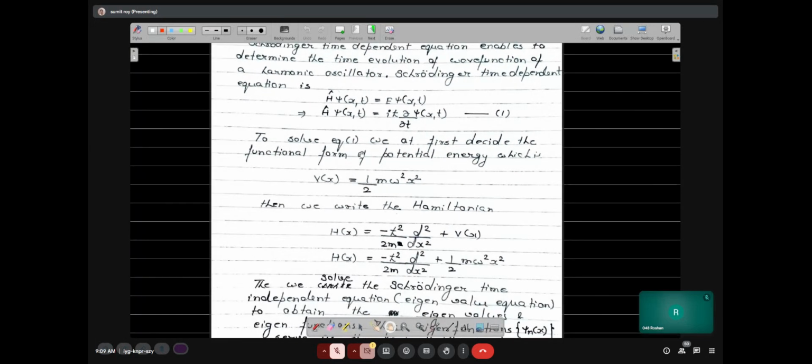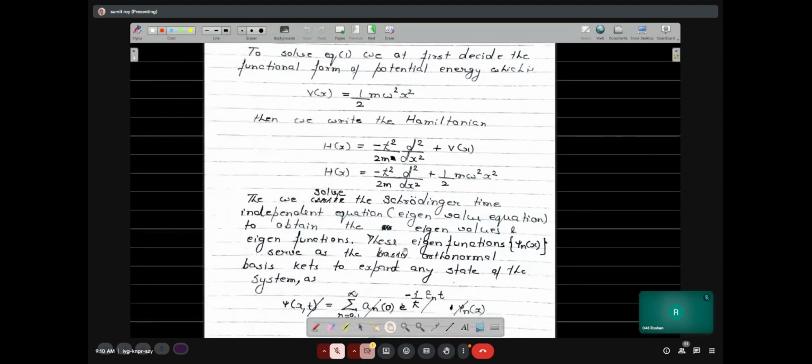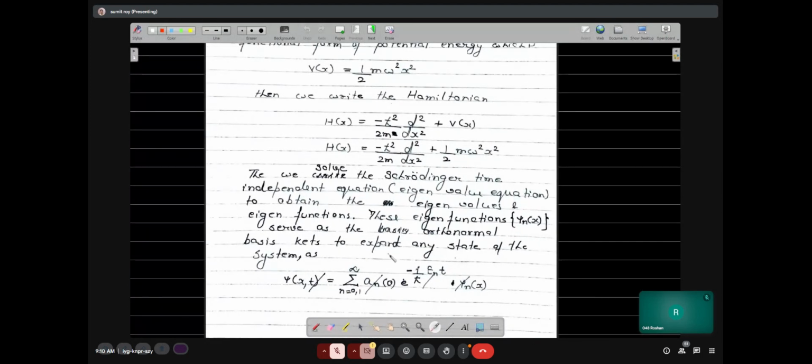To solve equation 1, we at first decide the functional form of potential energy. The first thing is to write the potential energy. So for a harmonic oscillator, the potential energy is half kx square, and k can be written as m omega square. The Hamiltonian thus becomes minus h cut square by 2m d2 by dx square plus half kx square. So this is the Hamiltonian.